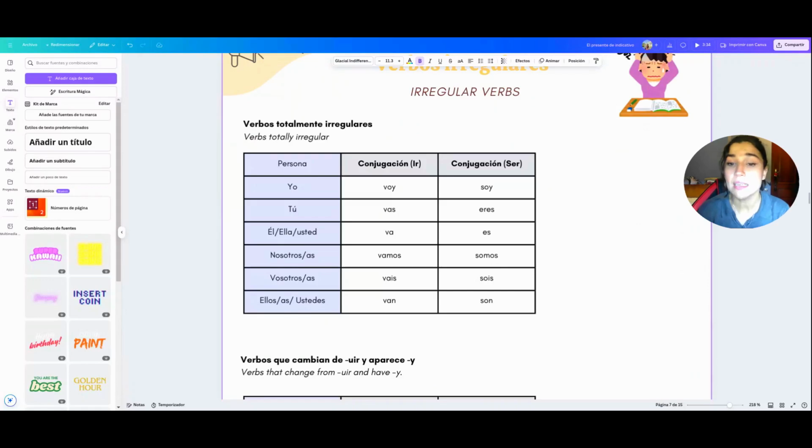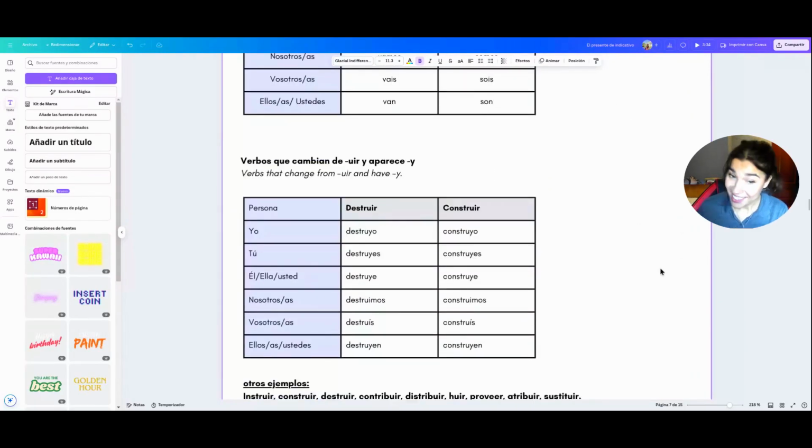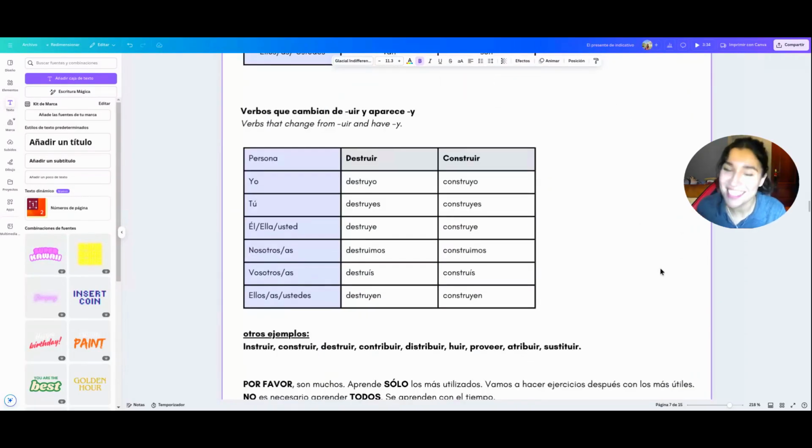Okay, that is ir and ser. So to go and to be. These are going to be the first ones that you learn because you're going to use them all the time. So to go and to be, you're practically going to use them in every single phrase. Then this is the end. Okay, this is the end.